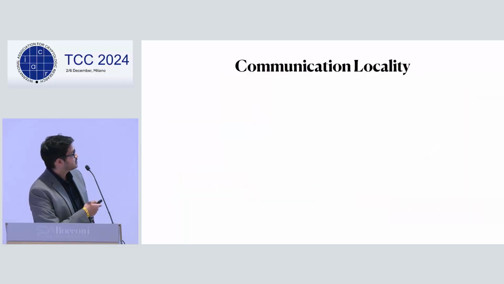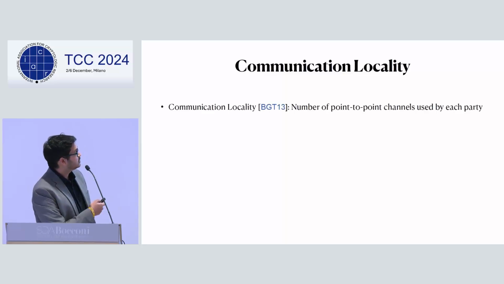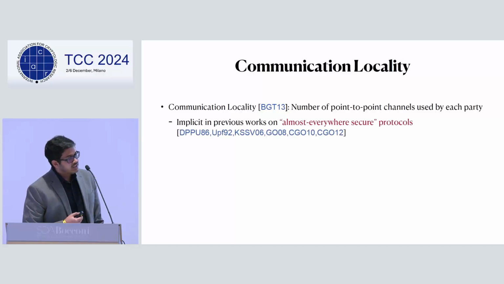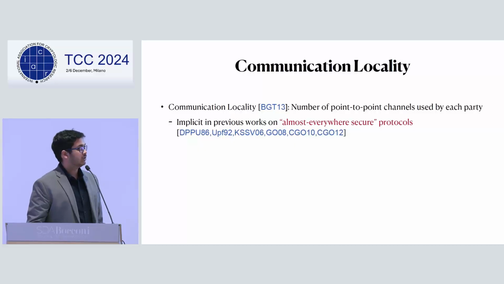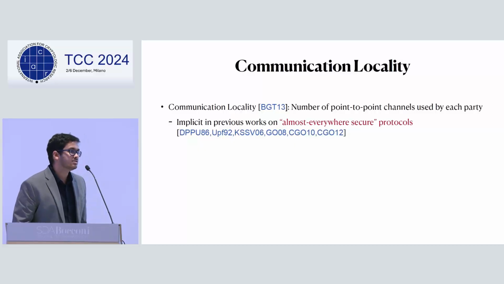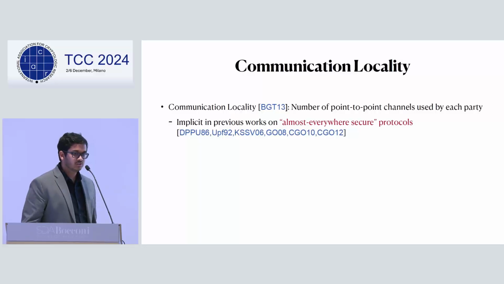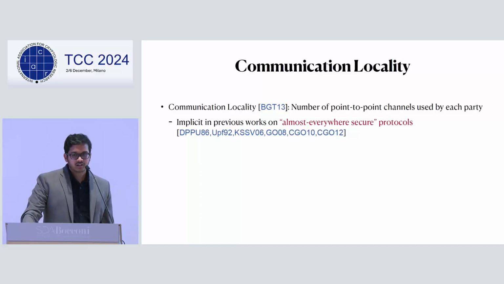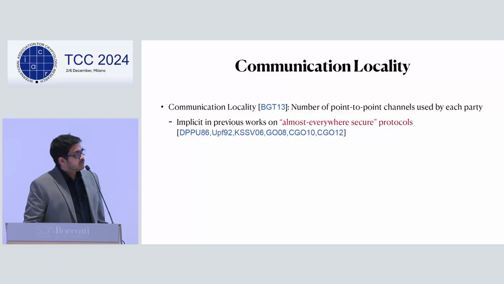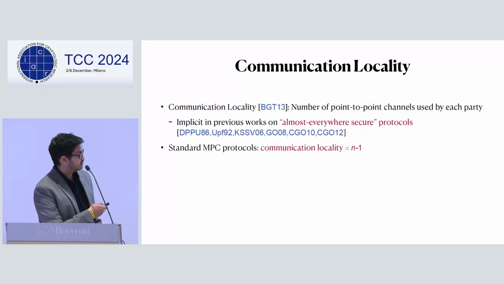So this is where this topic of communication locality comes in, which was first explicitly defined by Boyle, Goldwasser, and Tessaro in 2013 as the number of point-to-point channels that is used by each party. But it was already implicit in a bunch of previous works on something called almost everywhere secure protocols, which basically have multi-party computation over an incomplete network, but where we cannot guarantee the security of all of the parties, so some sublinear number of parties are doomed, so to speak. But we want security for all the parties, so we consider a slightly different model, as I will mention later.